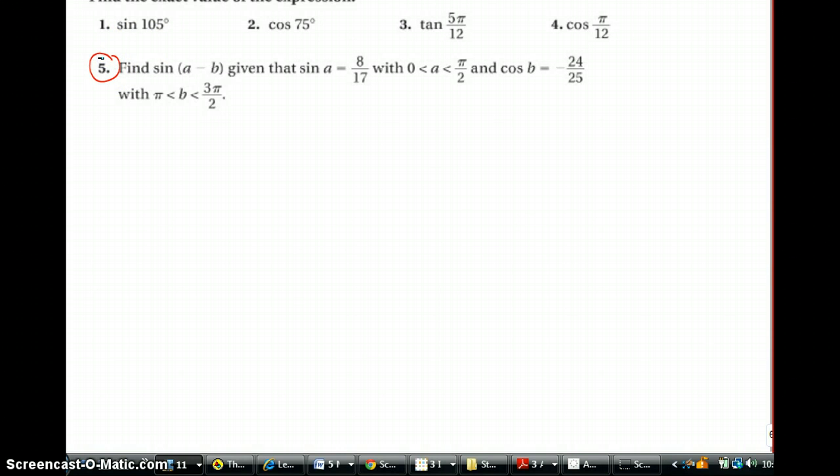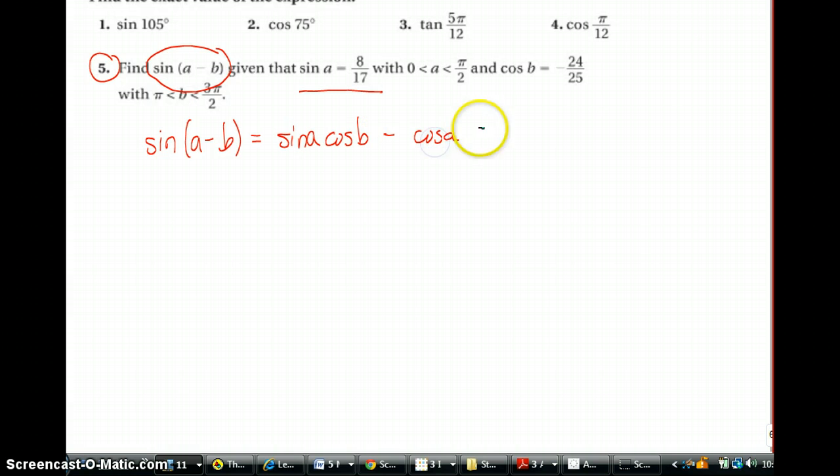This one appears to be a little bit different. You can read the problem. We are given the sine of a. Now, if we use this formula that we're given a few pages earlier in the presentation, the sine of the quantity a minus b will be the sine of a cosine b minus the cosine a sine of b.